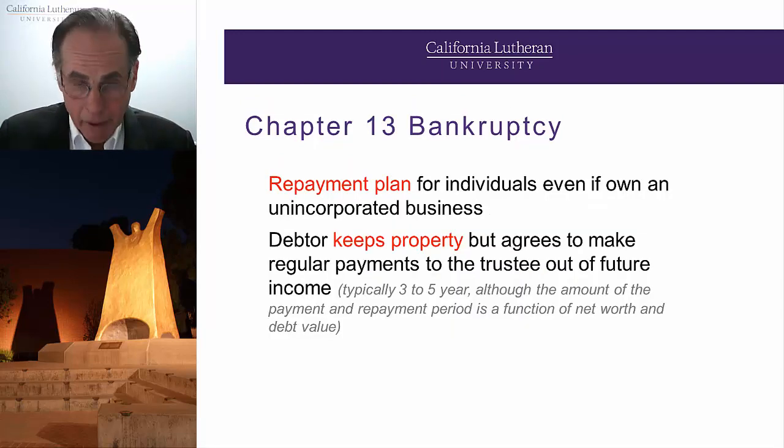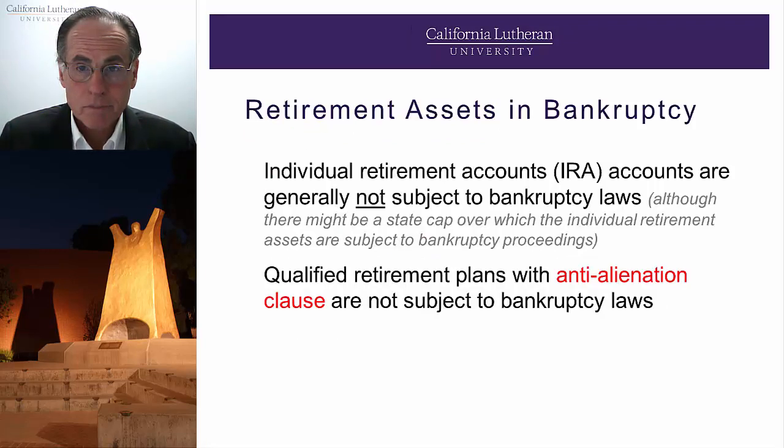Chapter 13 bankruptcy is a repayment plan for individuals, even if that individual owns an incorporated business. The debtor keeps all property, but agrees to make regular payments to the trustee out of future income. The repayment period is typically 3 to 5 years. However, the amount of the payment and the duration of the repayment period is a function of net worth and debt owed.